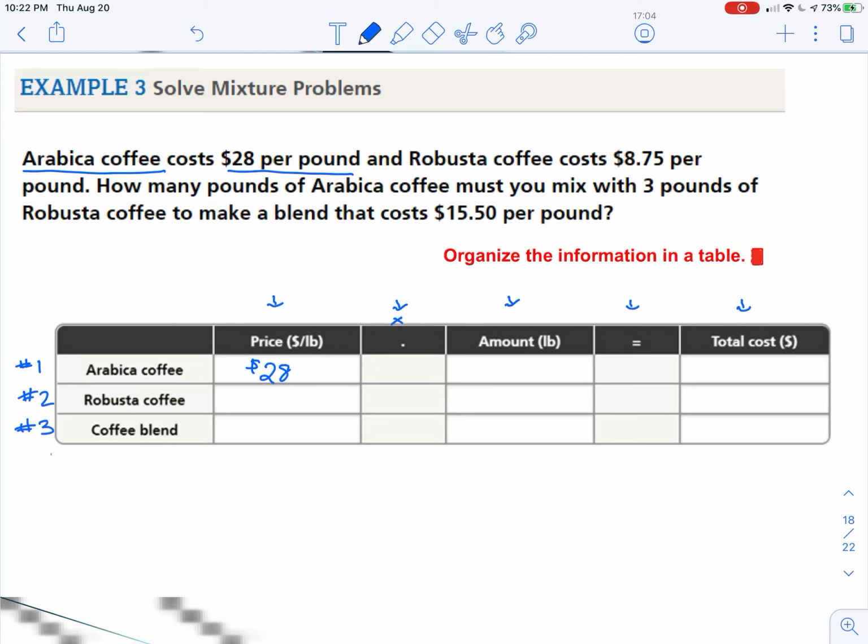The amount of pounds we are told we don't know yet for Arabica coffee. So let's look at the Robusta coffee. The Robusta coffee costs $8.75 per pound. So let's fill that price in right here.